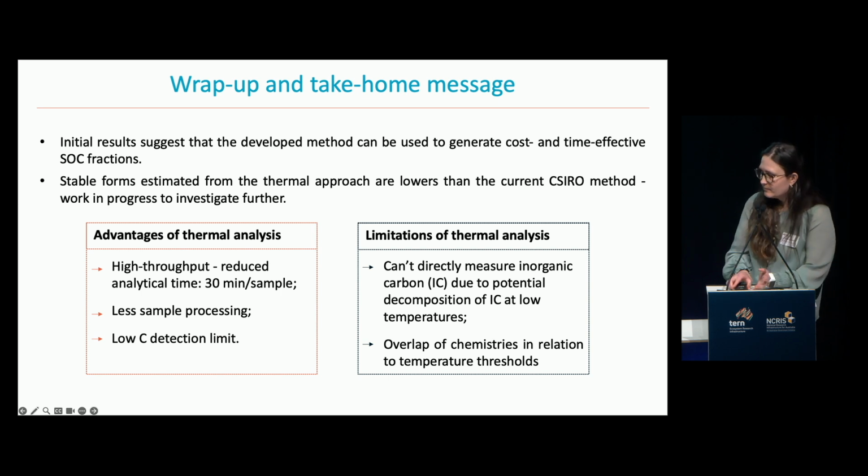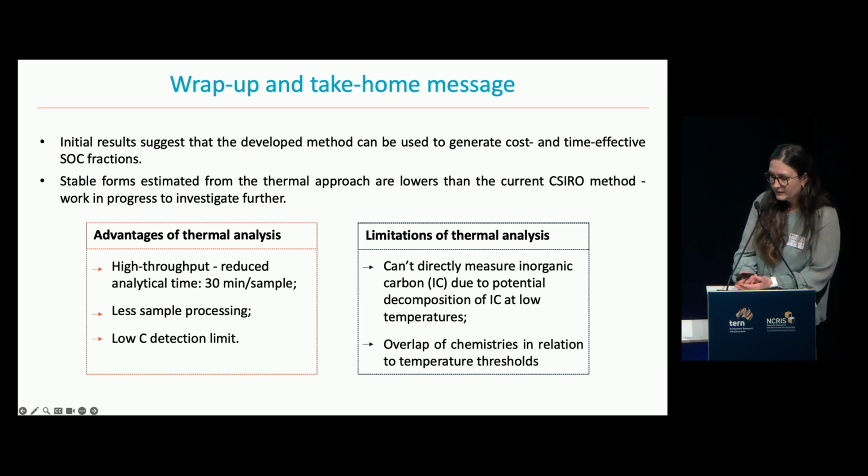So in a very low amount of time, we can generate very high-level datasets that include very specific information, not only about the soil organic carbon, but the fractions of the soil organic carbon. And the nicest part, I think, is that it has very low detection limits, and this allows us to do the fractionation also in ecosystems like the rangelands that have a lower amount of carbon, and in which the CSIRO fractionation cannot be applied because of this.